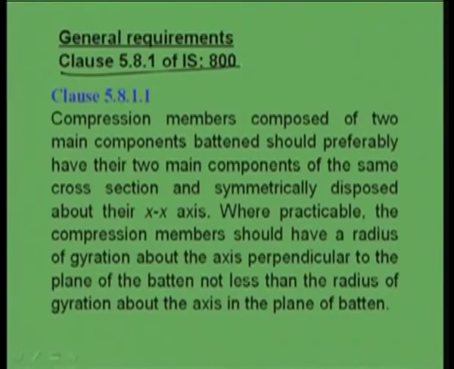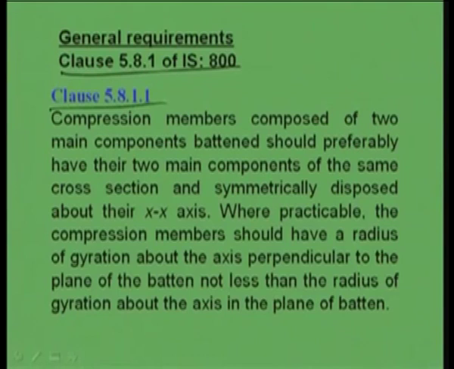So, first we will discuss the general requirements. General requirements are given in clause 5.8.1 of IS 800/1984. In fact, in clause 5.8 of IS 800/1984 the detailed requirements of the battening system have been given, and in 5.8.1 the general requirements have been given, then the design aspects, then the end connections.